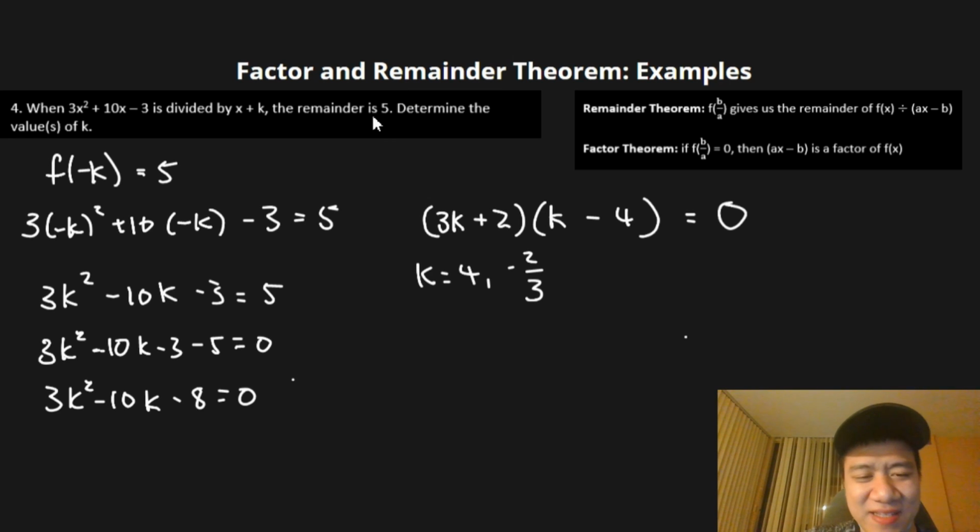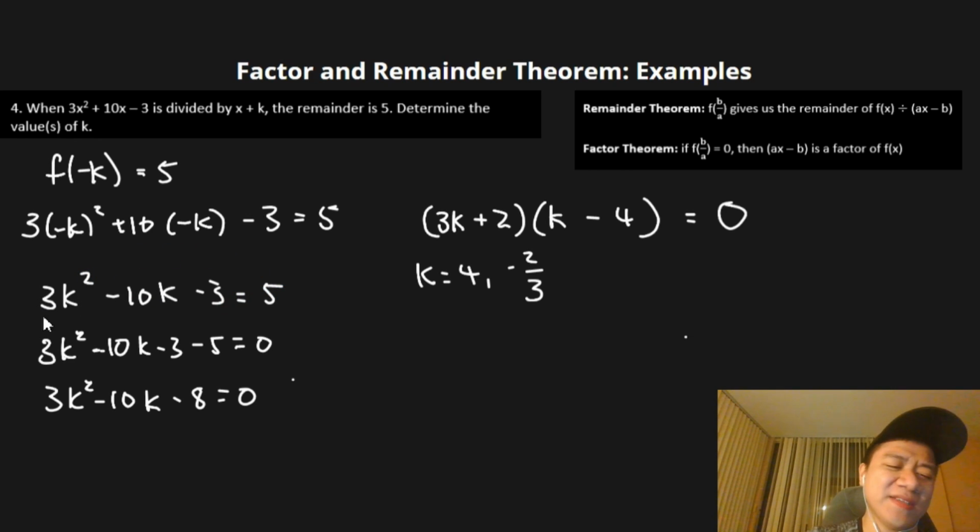This means that f at negative k, since negative k is the corresponding number to this guy, if we substitute negative k into the function, we should get 5. And then we went about this like before. Nothing really changed in our process. It's just that now we're substituting in negative k in here. And you simplify things.